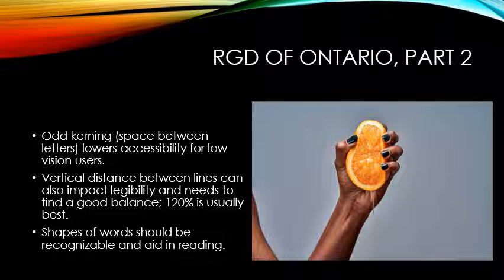RGD of Ontario Part 2. Odd kerning, or the space between letters, lowers accessibility for low vision users. Vertical distance between lines can also impact legibility and needs to find a good balance. 120% of original text size is usually best. Shapes of words should be recognizable and aid in reading.